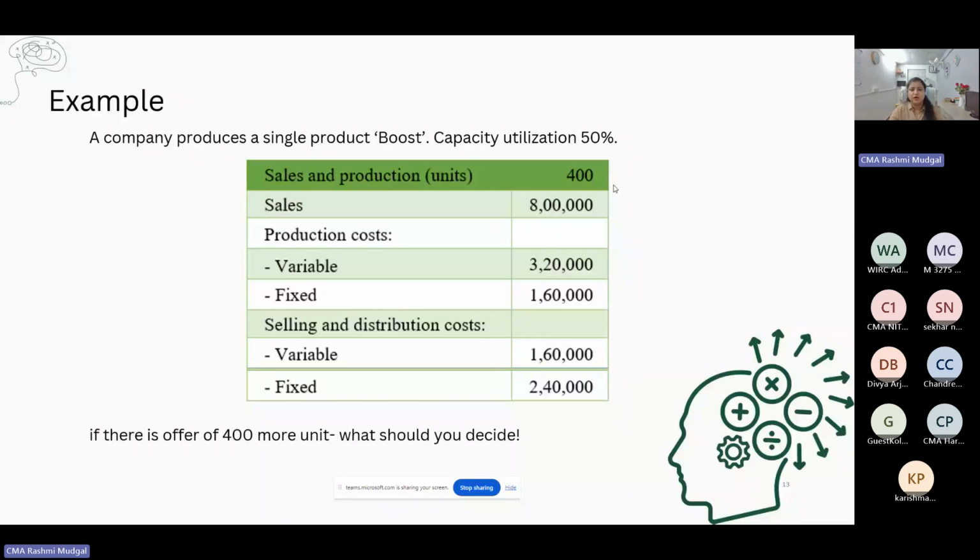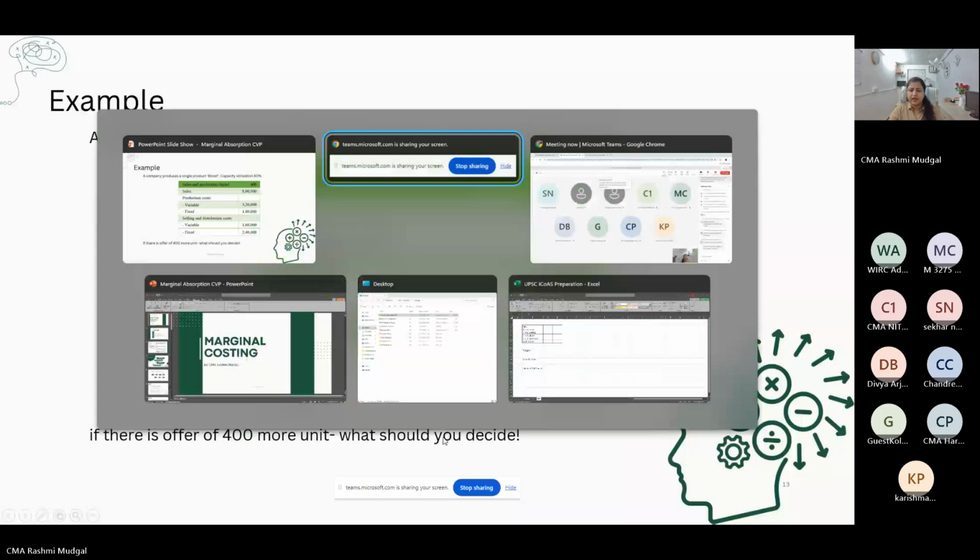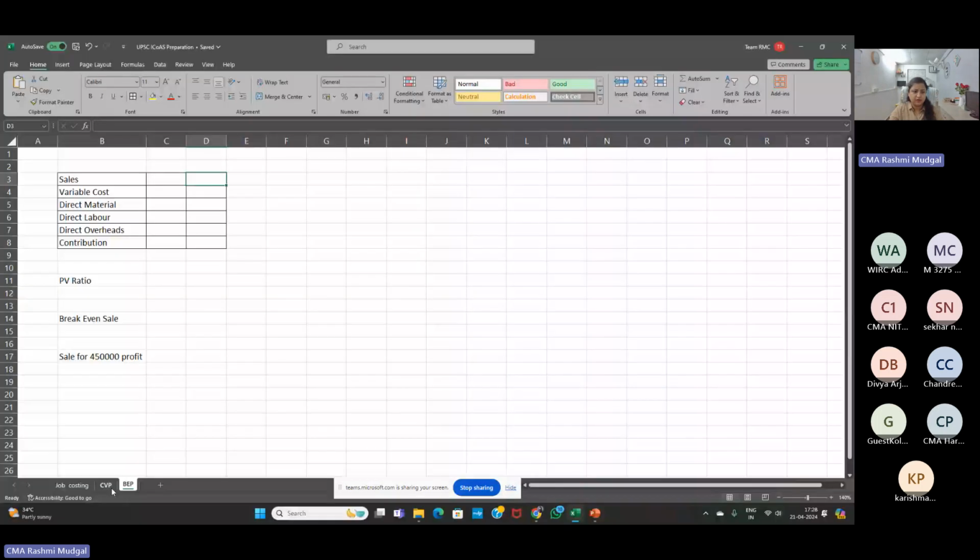Variable production cost is 3,20,000. Fixed production cost is 1,60,000. Selling and distribution variable is 1,60,000 and fixed is 2,40,000. If there is an offer for 400 more units, what should we decide? We can take this decision using the Excel sheet I have made.